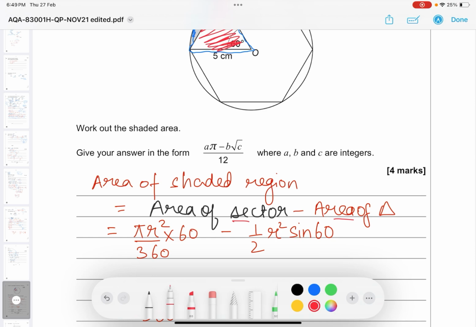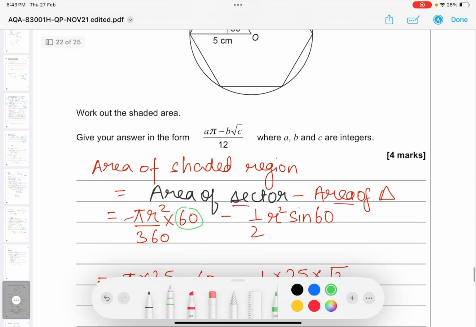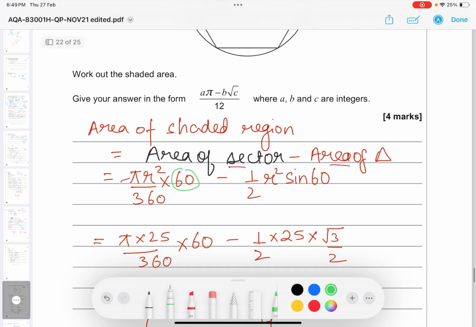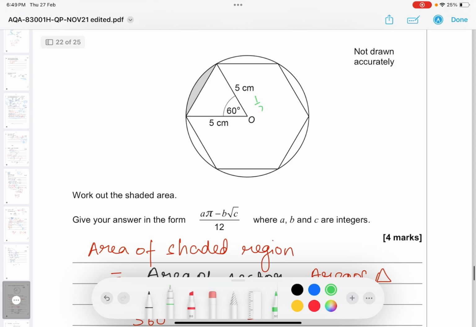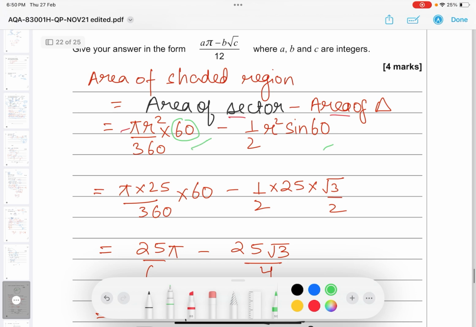What is the formula for area of the sector? It is pi r squared divided by 360 times the angle. What is the angle inside? 60 degrees. You can clearly see the angle is 60 degrees. Now what is the area of the triangle? It is 1 by 2 times this side times this side times sine theta. What is the value of theta, or the angle? 60 degrees. So these two formulas we will apply.